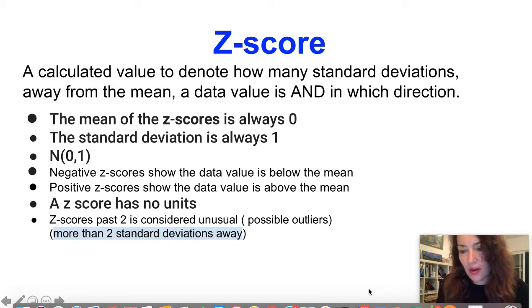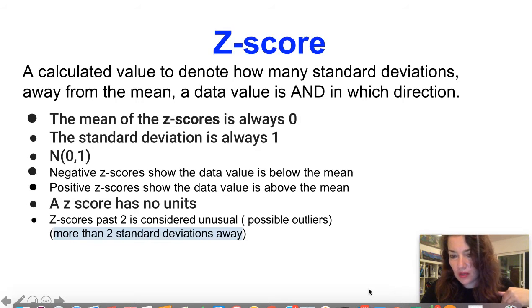Hi, in this video, I'm going to talk about Z-scores and how we calculate a Z-score. So what is a Z-score? A Z-score is basically just like a standard deviation. It is how far away you are from the mean, and it also tells you which direction you are. So you could either be right of the mean or left of the mean.